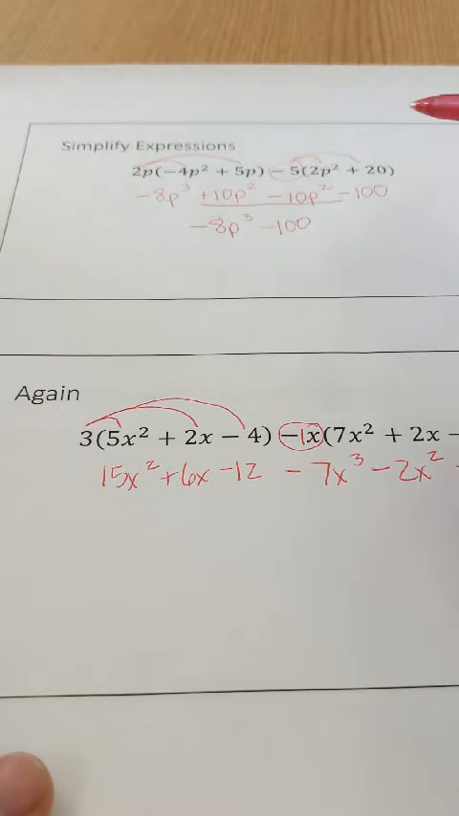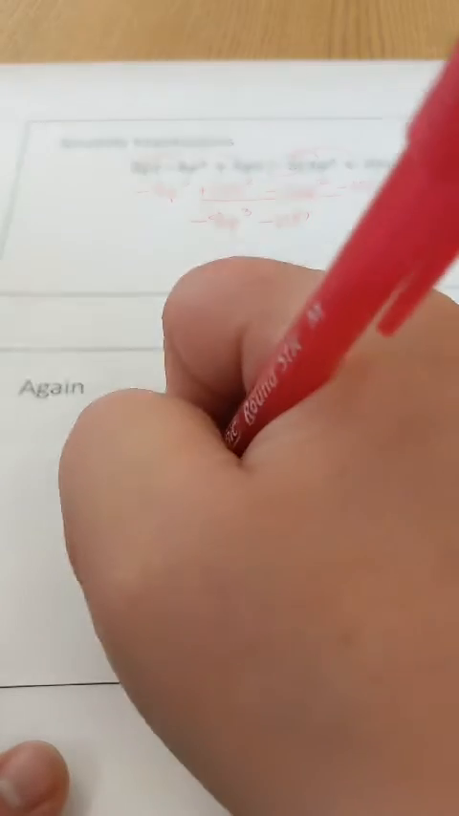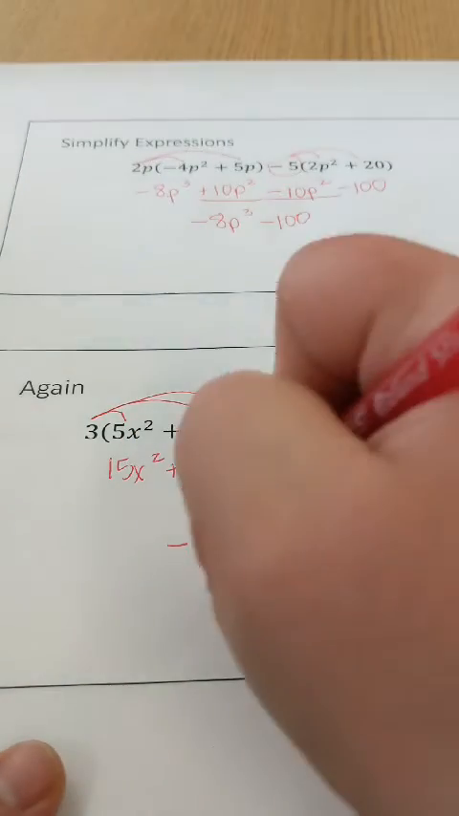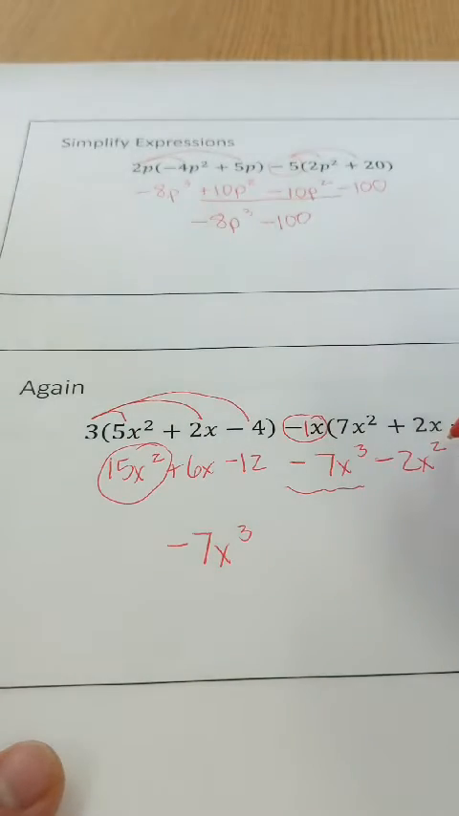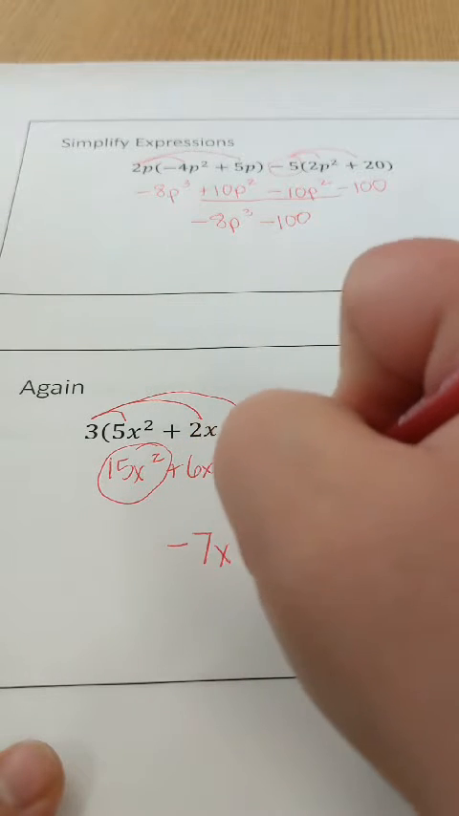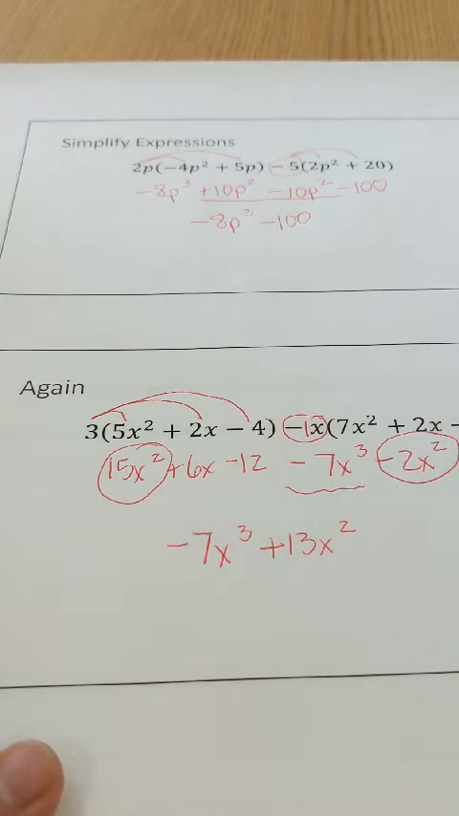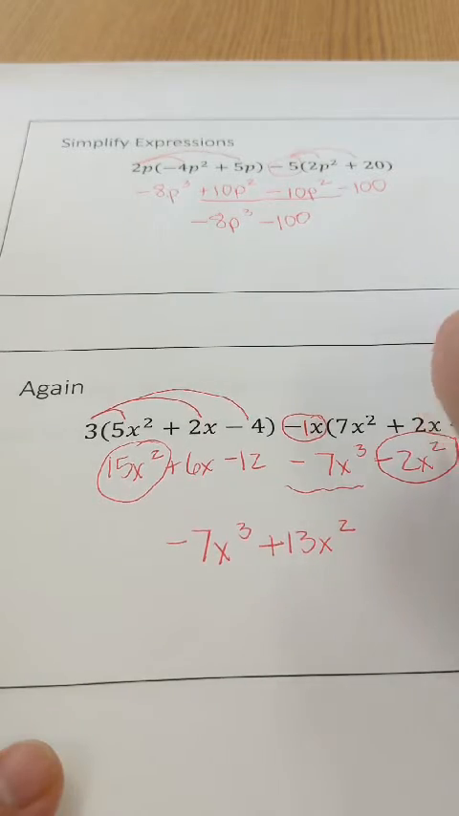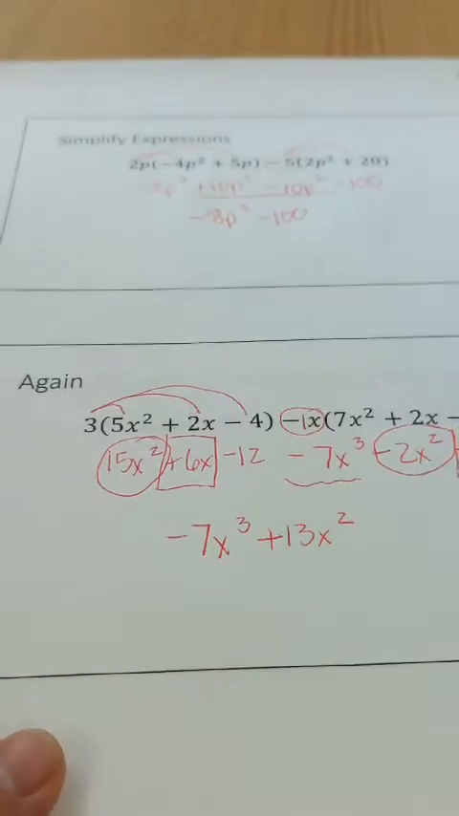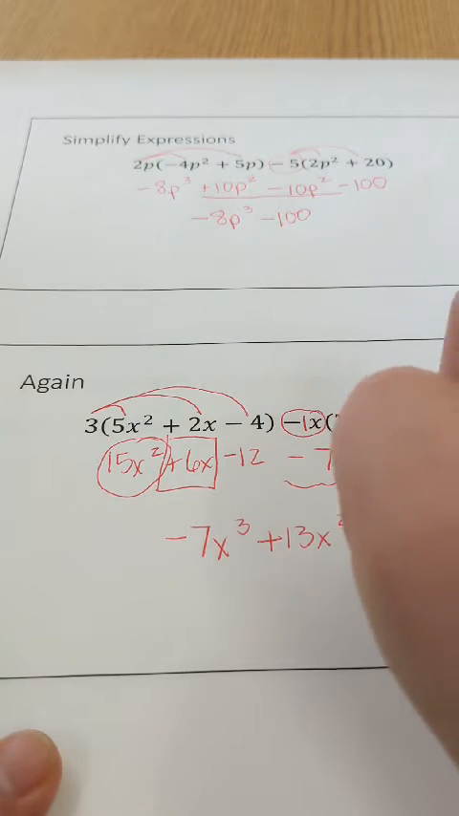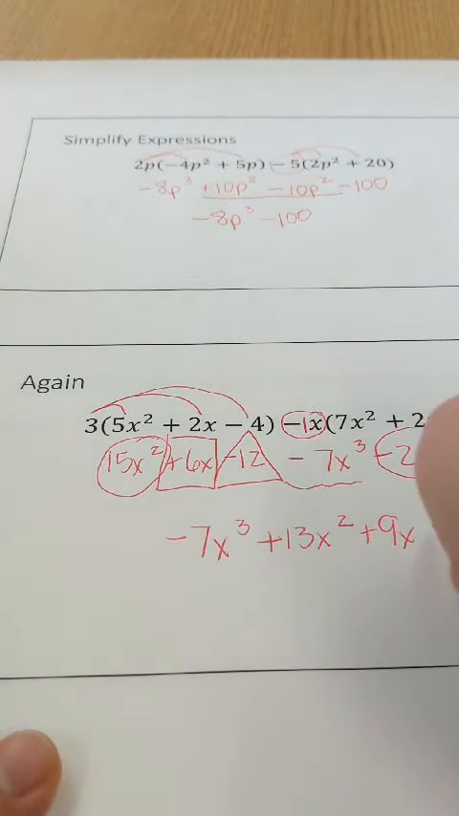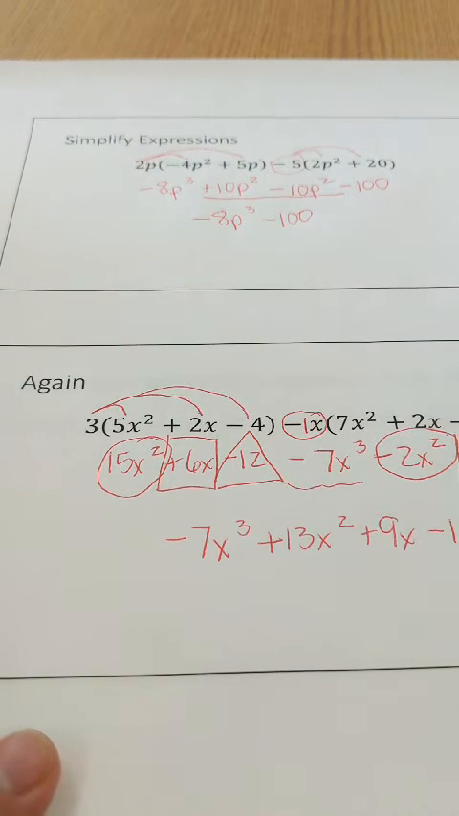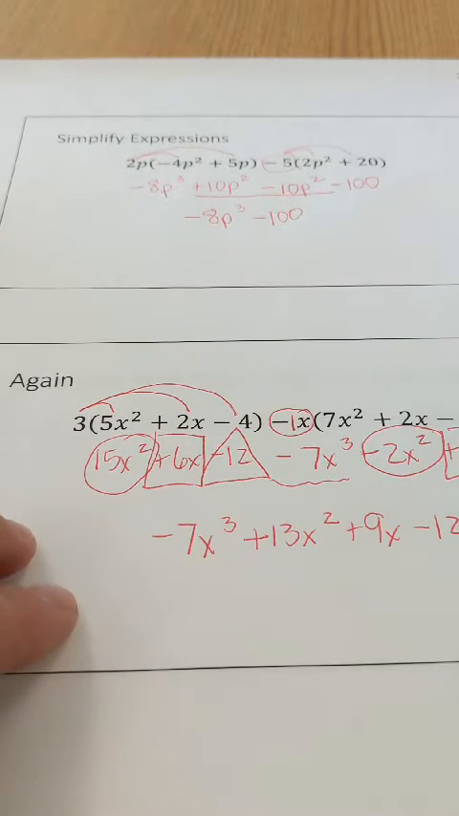So then our highest exponent is, so we have negative 7x to the third. Then we have x to the second and x to the second. So 15 minus 2 is positive 13, x squared. Then we have 3x and 6x positives, so plus 9x. And then this one's just all by itself. There's nothing to put with it, so minus 12. And it's simplified. Okay.